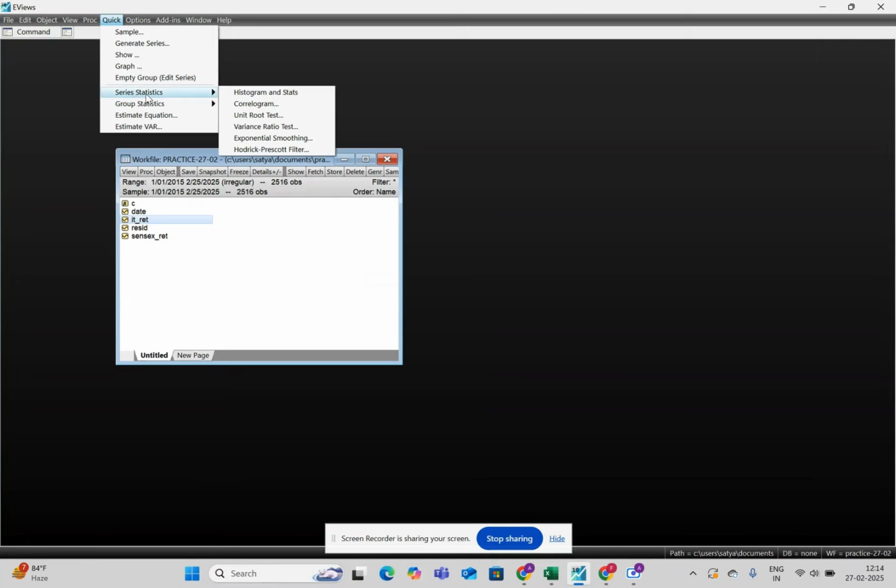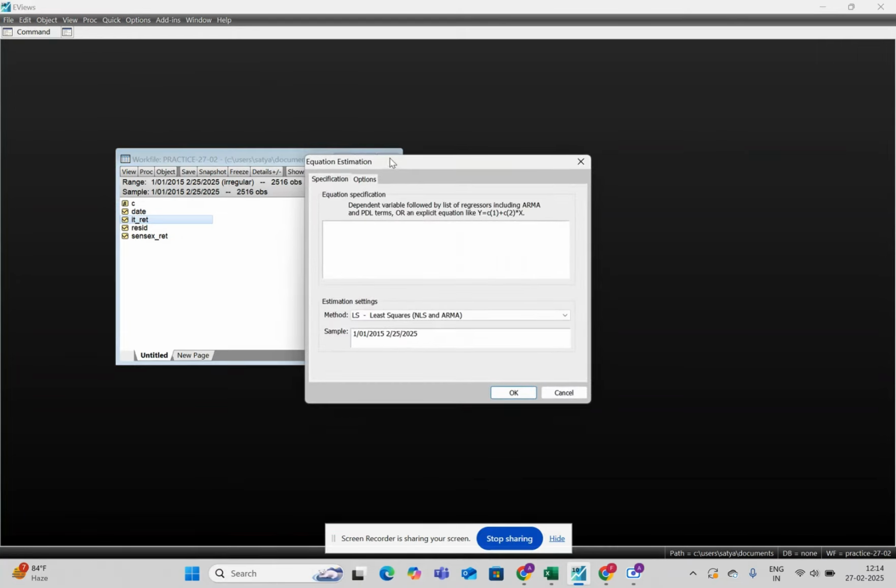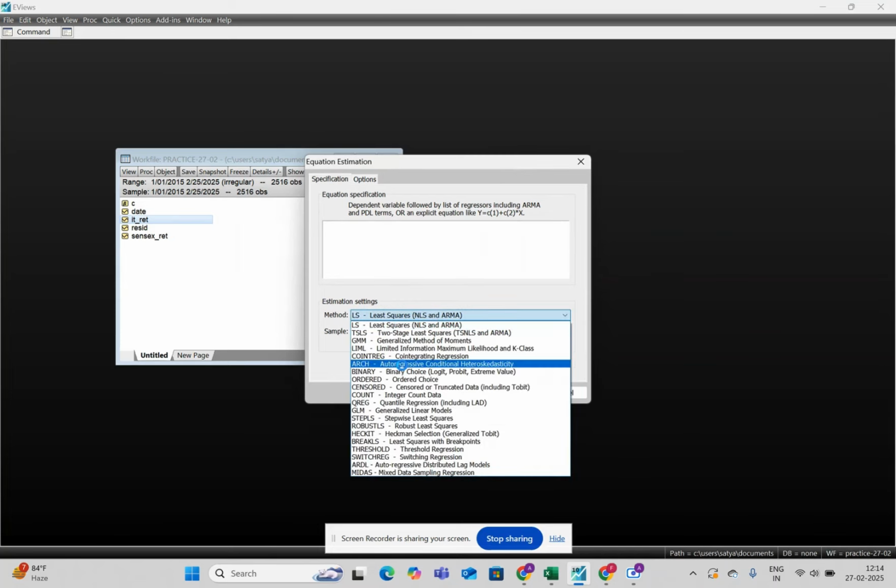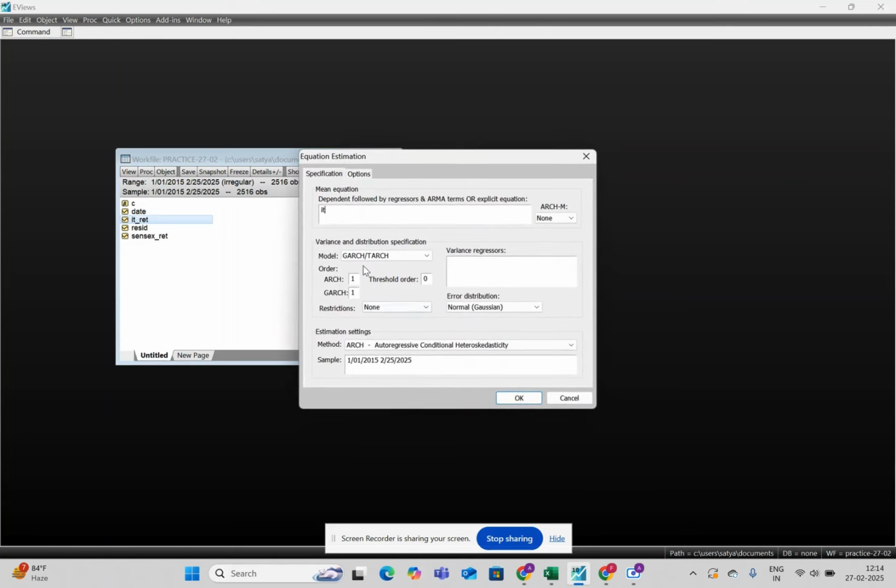Let us now try to do an EGARCH model. We will do it with the IT return series. For the error distribution, we can use Student's t, and also we can use the generalized error distribution. Student's t doesn't give us that accurate results, so it is better to use the generalized error distribution. However, you can choose on the basis of your research question.